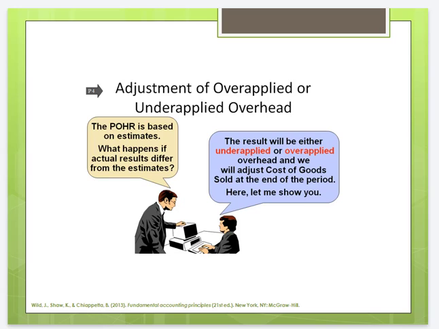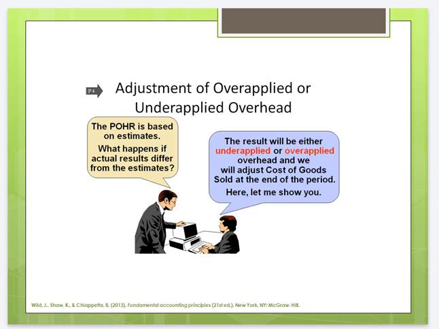Now, we know that this overhead rate is based on estimates. Therefore, it's fairly inevitable that we're going to have some differences between the amount of overhead that we've applied in a given period and the amount of overhead that we actually incur once all of those invoices are in and have been recorded. So that means we're just going to have to record an adjustment depending on whether our overhead has been underapplied or overapplied.